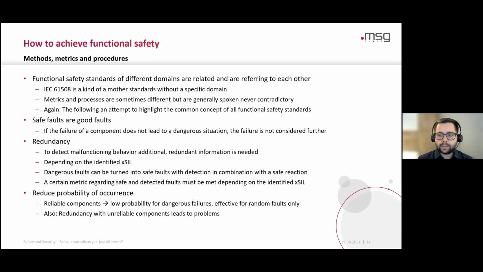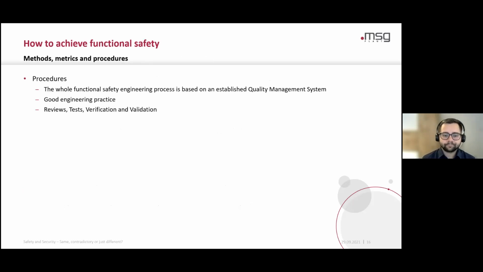So, okay, let's proceed. I see that we are a little bit behind. Additional procedures are also defined. So the whole functional safety engineering process is based on an established quality management system. So at least if something does not have an ASIL, so is not safety relevant, it is considered that it is at least developed in a quality management system environment, so that we apply good engineering practice, and that we still have reviews, tests, verifications, and validations to check if all the measures and metrics are met.